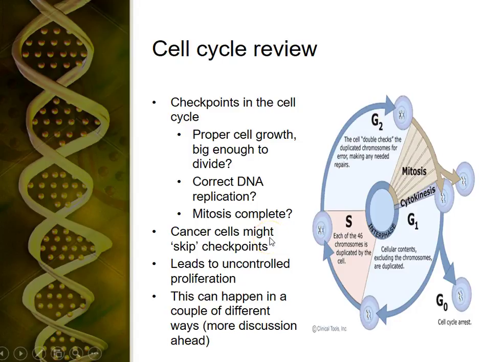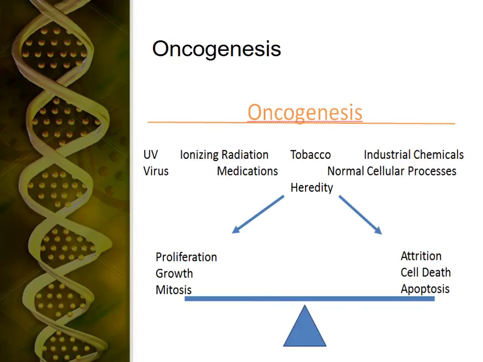Cancer cells sometimes try to bypass some of these checks, and this leads to uncontrolled proliferation. This can occur in a number of different ways.